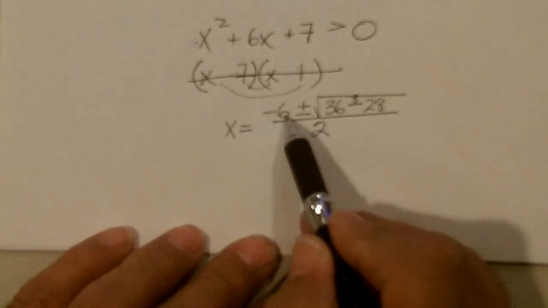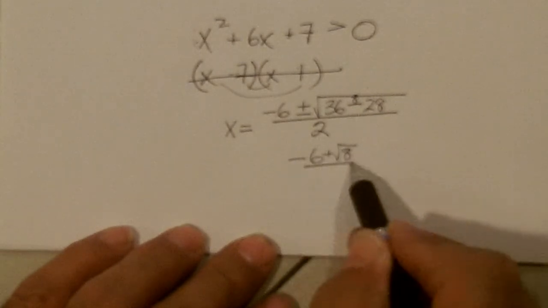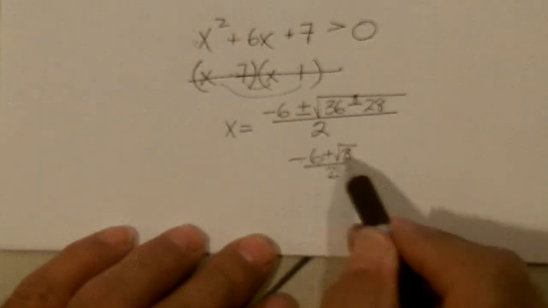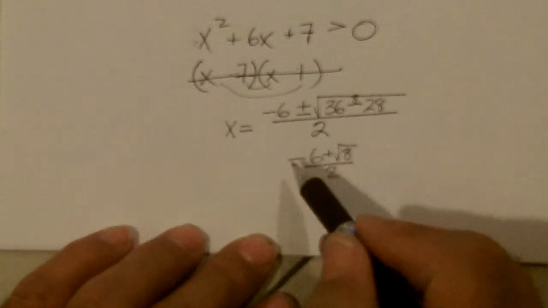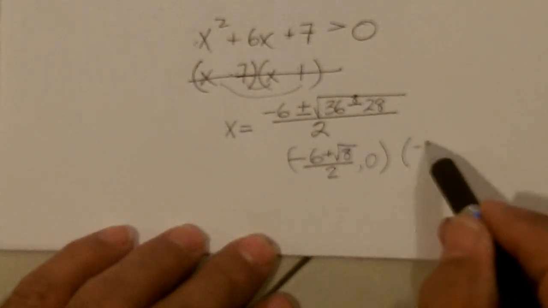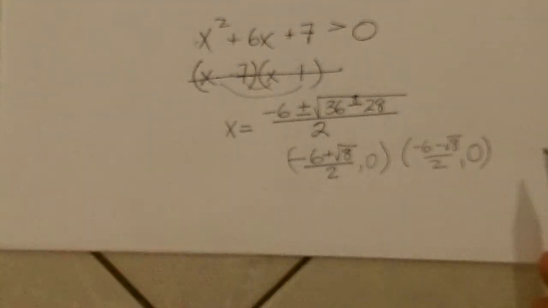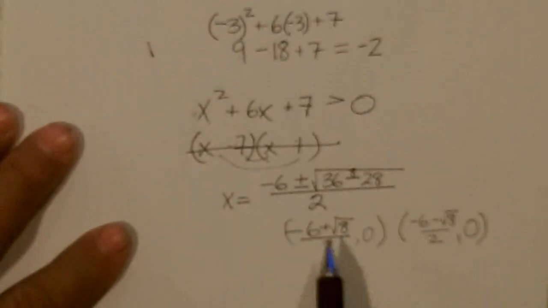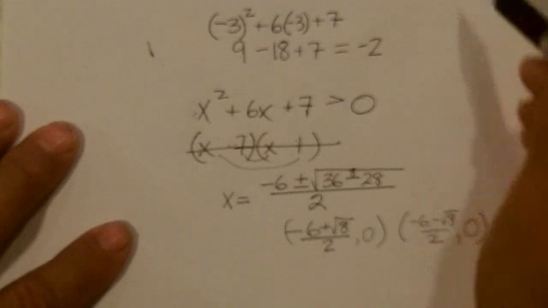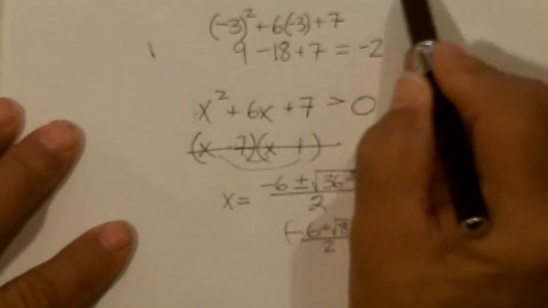So negative 6 plus the square root of 8 all over 2. And if I put 2 into there, I still have to put it over here. And I can't cancel inside with an outside. So I'm going to leave it just like that. That's going to be one x-intercept. The other one is going to be negative 6 minus the square root of 8 over 2, 0. So this parabola hits at two places, negative 6 plus the square root of 8 over 2, and negative 6 minus the square root of 8 over 2, and I can figure out what those numbers are. So it hits at two places.